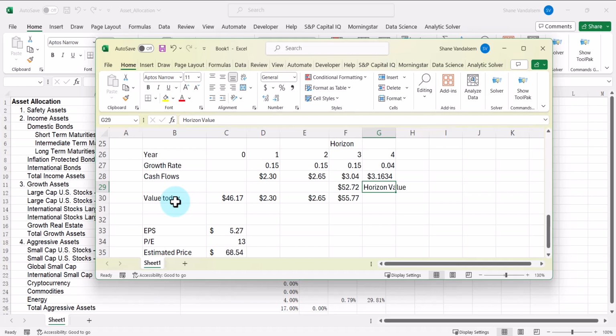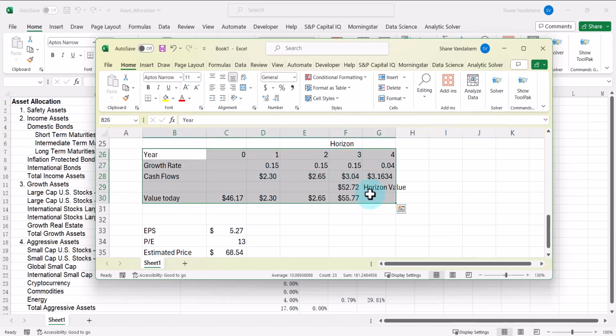If we were looking at the forward PE, where we look at the next 12 months of expected earnings, we'd actually calculate the horizon value here at time 3. But because we're looking at the trailing PE, we're using time 4. So everything here is the same. So I'm going to copy this, except for I'm going to change when that horizon happens.